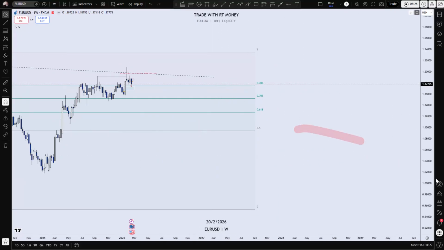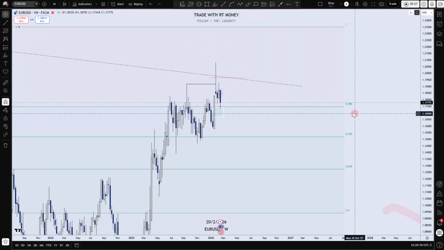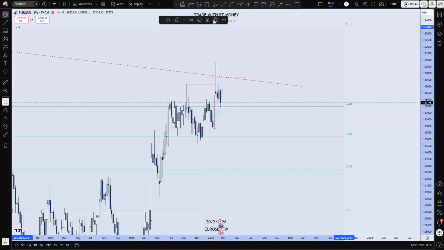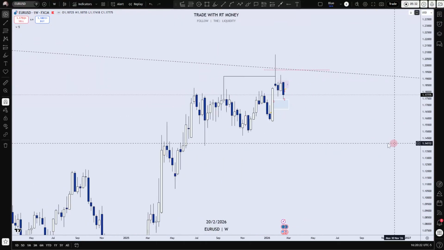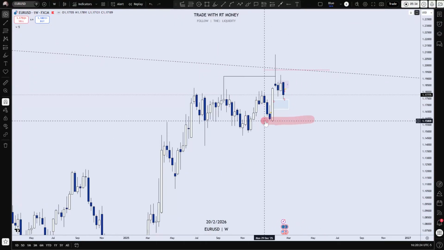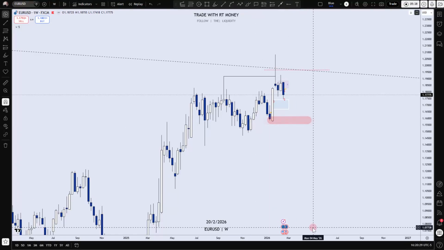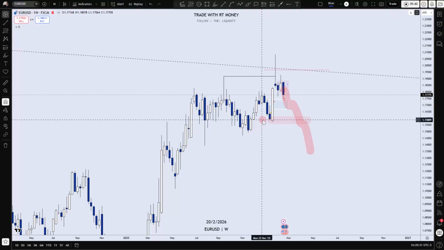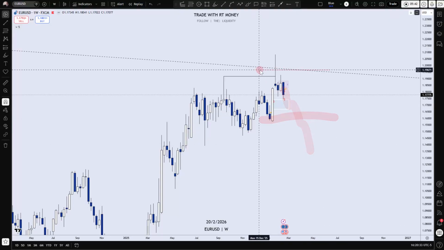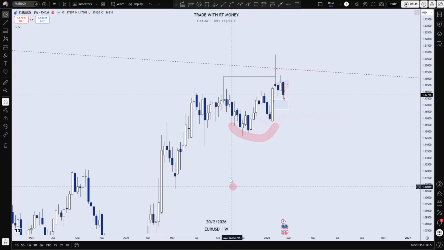And in this instance, we can get rid of this now. In this instance, I wouldn't consider taking shorts. I would not consider taking shorts as a swing trader until it breaks this low. I like that low. This is an important low here.